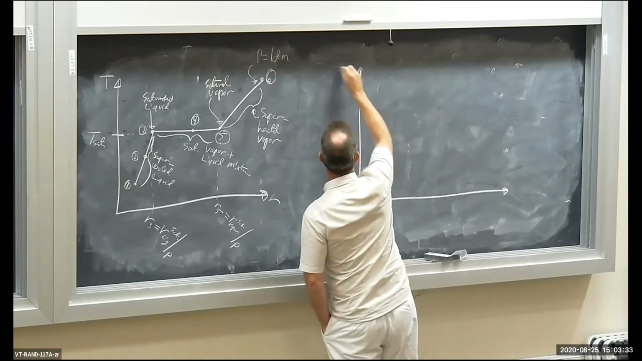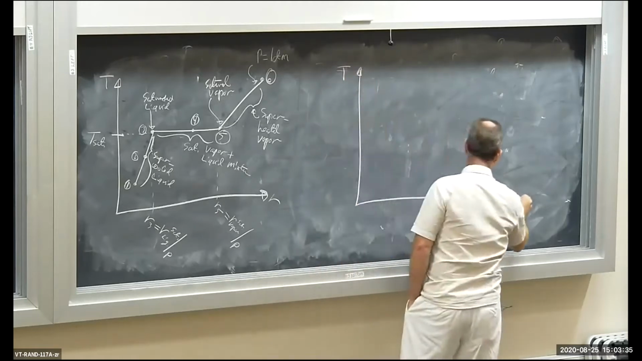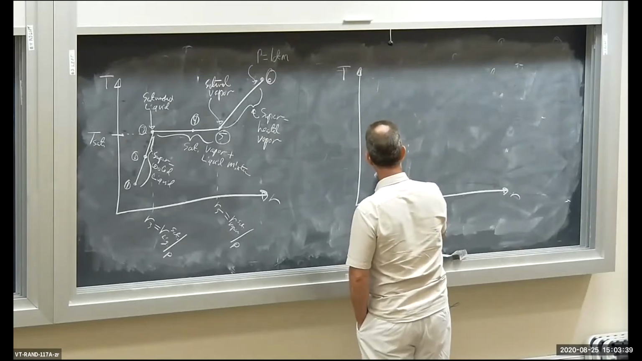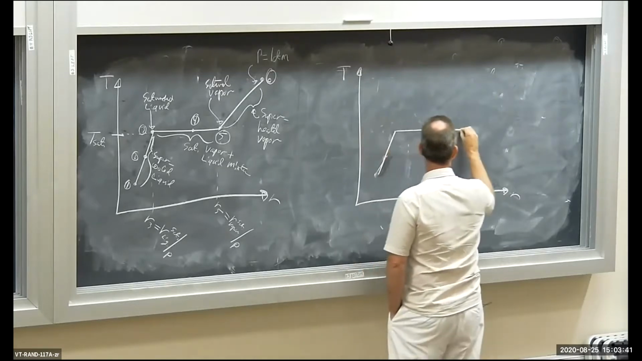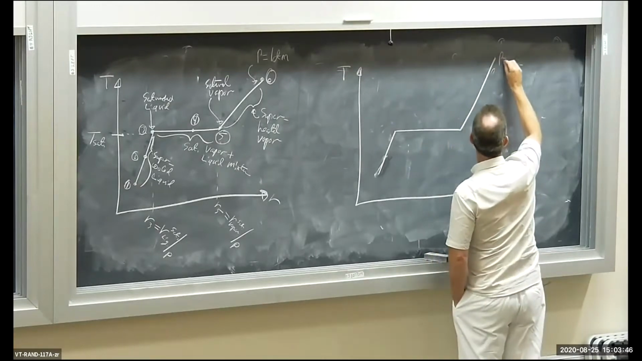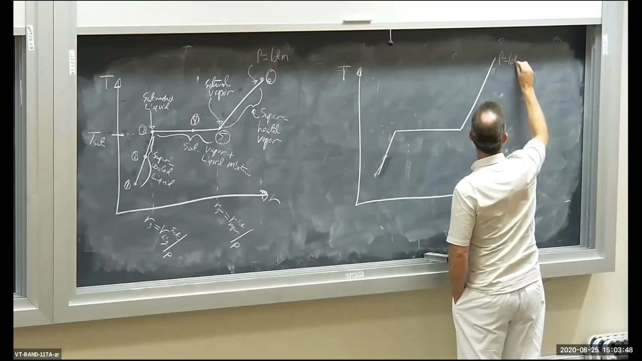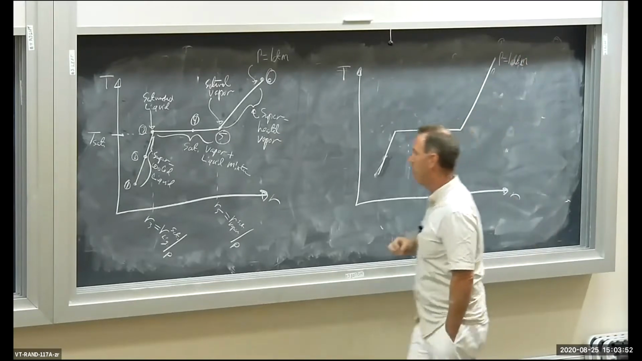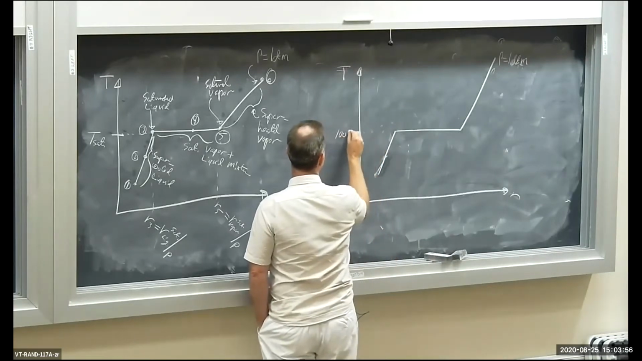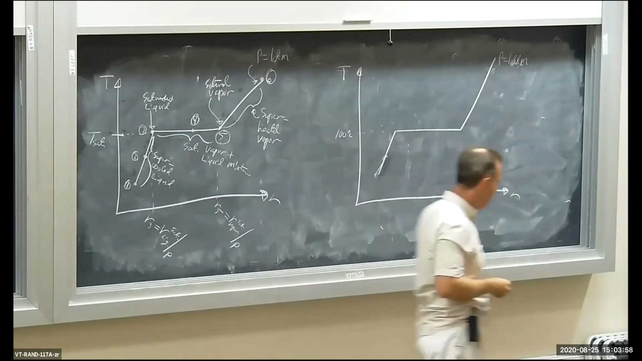So, temperature, specific volume. Here's our original isobar. This is P equals 1 atmosphere. That's one isobar. And of course, the saturation temperature is 100 degrees C.